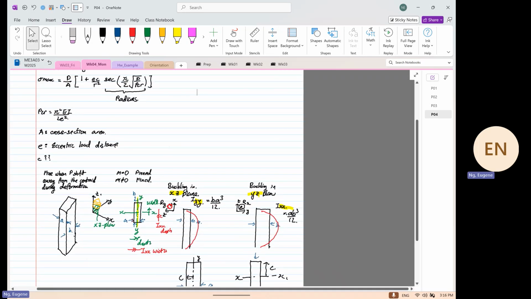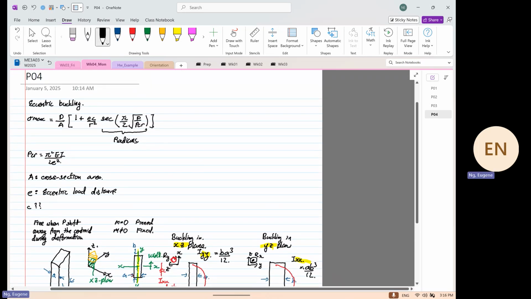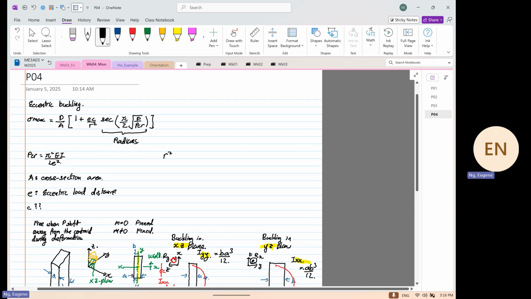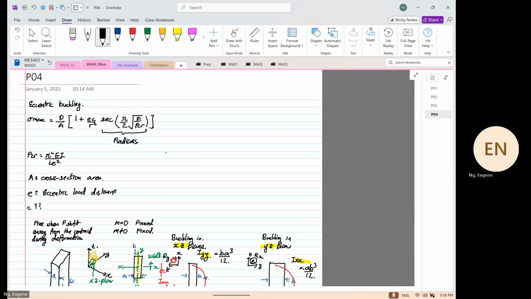The next term that we have in mind is straightforward. I is equal to A R squared. This is straightforward. And P is your applied load.